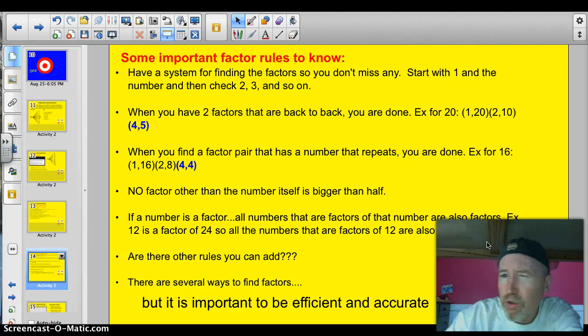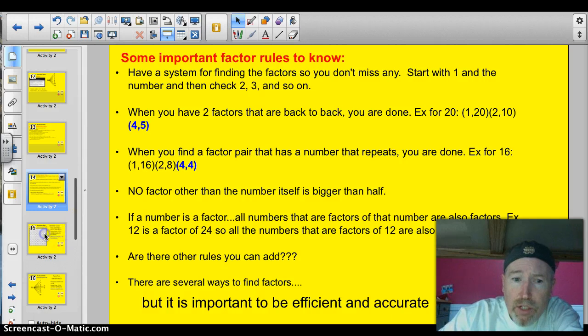This one here I'm going to show you as I work through examples. It comes in really handy. Are there other rules that you can add to this list? I hope so, and you can bring them back and we can add them to our list. So there's several ways to find factors, but I think most importantly, you have to be efficient and you have to be accurate. So one way of finding those is to use a number chart.